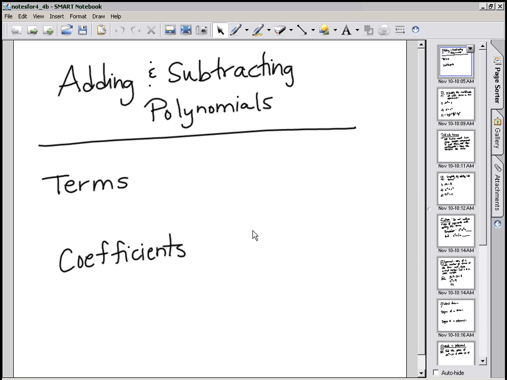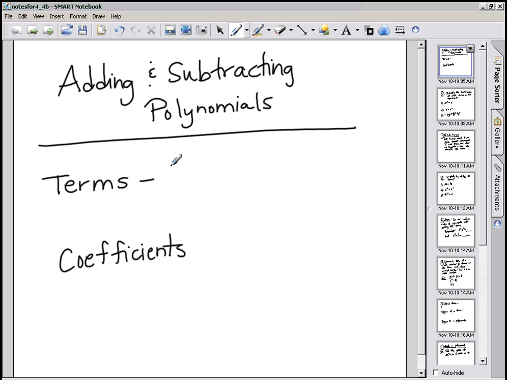Today I want to talk to you about adding and subtracting polynomials. Some of this material is going to be familiar to you from things that we've done in Chapter 1. It's just now giving it an official terminology. So the first thing I want to define is this word term.